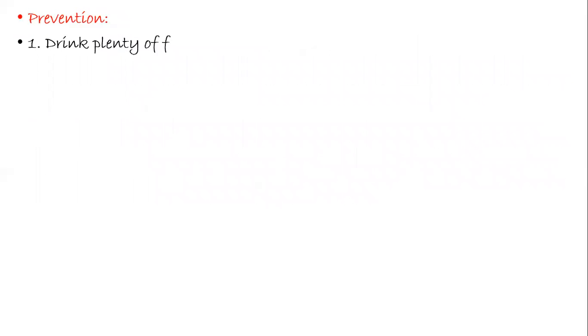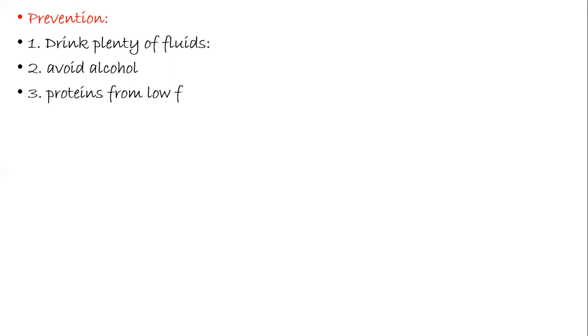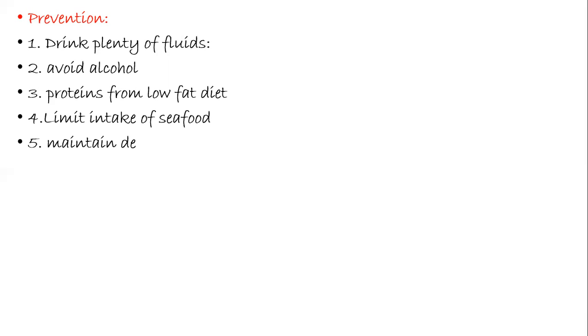The first preventive measure is drink plenty of fluids, because if you take in plenty of fluids, the uric acid will get removed from your body. The second is you have to avoid alcohol, and especially you have to avoid beer. Next is you have to have your proteins from low fat diet. Then you have to limit intake of seafood, and you have to maintain desired weight.